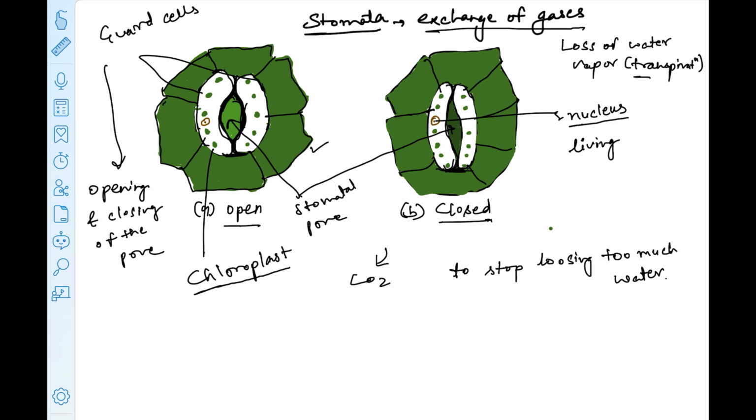So they control transpiration and also the exchange of gases. In addition to leaves, stomata are also present in the green stems. Okay, so green stems also carry out photosynthesis.